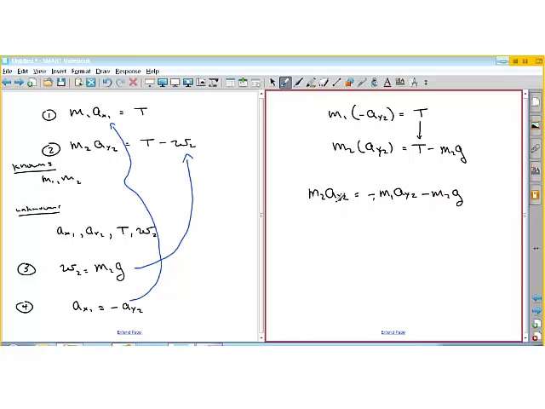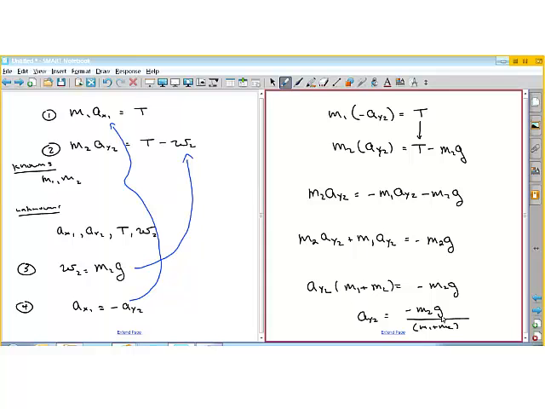I'll move the term involving a sub y2 to the left-hand side, so all the terms that involve a sub y2 are on the same side. I'll factor out what I'm trying to solve for, and then I divide by the term in the parentheses. And that's the final answer.